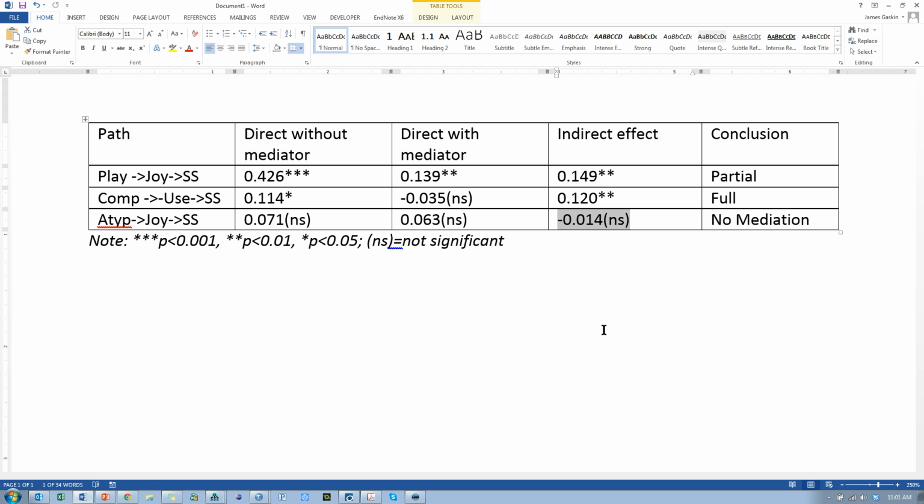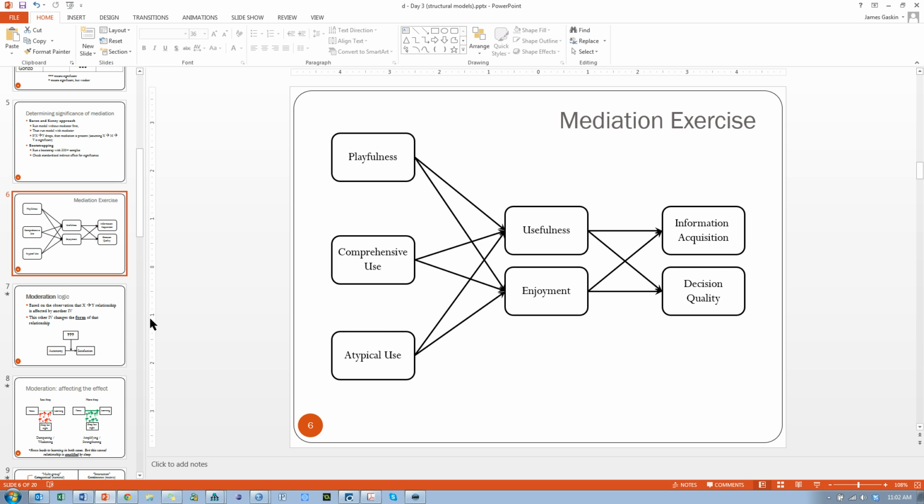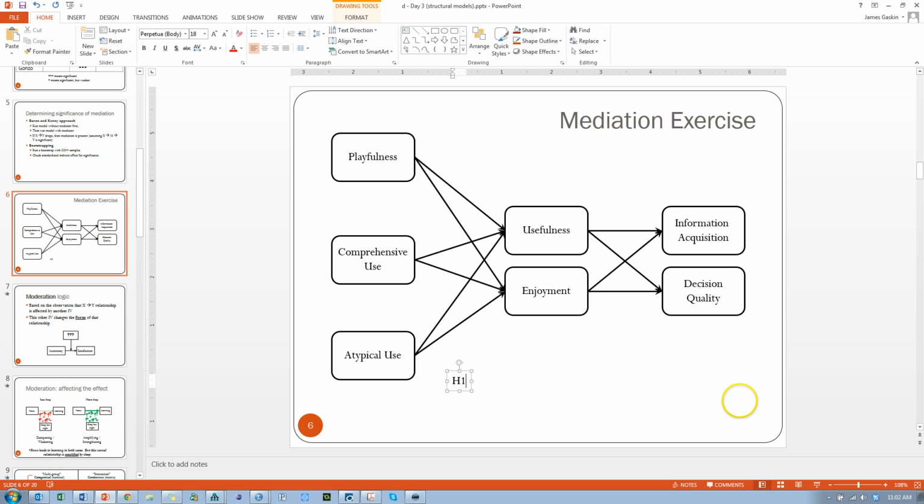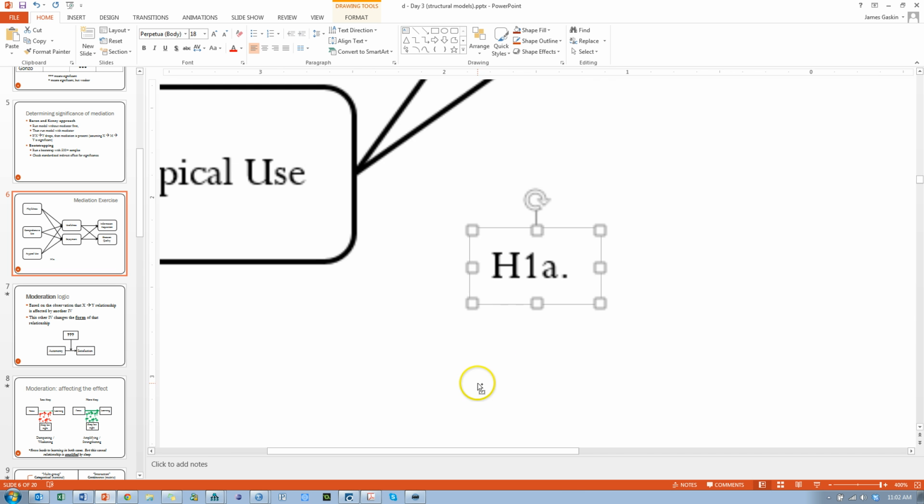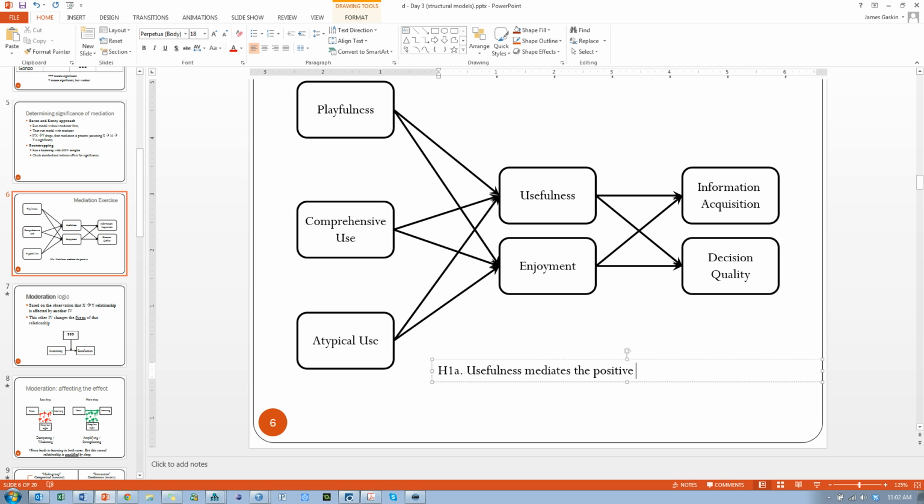James, can you talk about writing the hypothesis with this? Because I know if you write every single one separately, it's a lot. So give some advice on that. For this model here, what kind of hypotheses would you write? Good question. I would do something like this. H1A. Should I zoom in a bit? There we go. H1A: usefulness mediates the positive relationship between playfulness and decision quality.